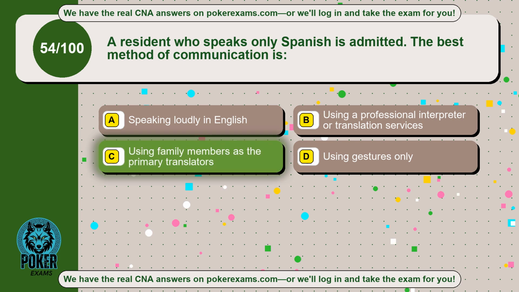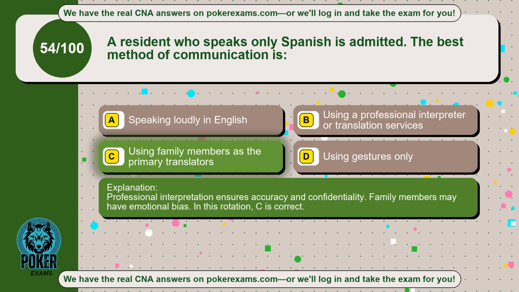The correct answer is option C. Using family members as the primary translators. Professional interpretation ensures accuracy and confidentiality. Family members may have emotional bias. In this rotation, C is correct.